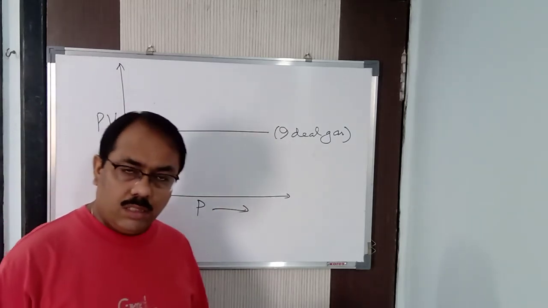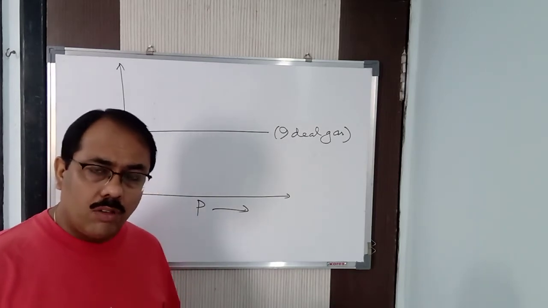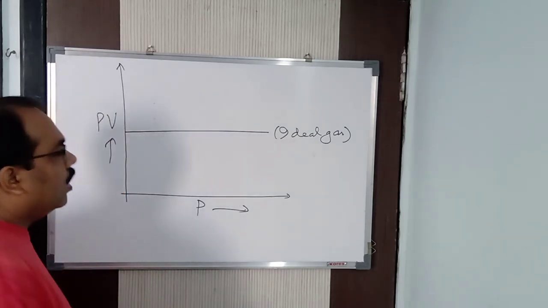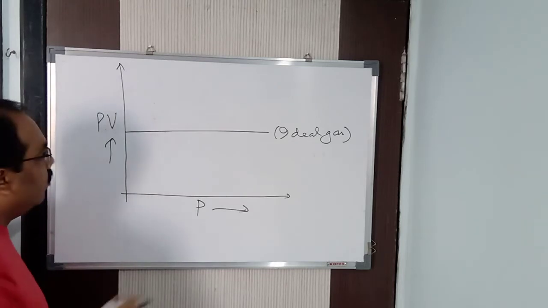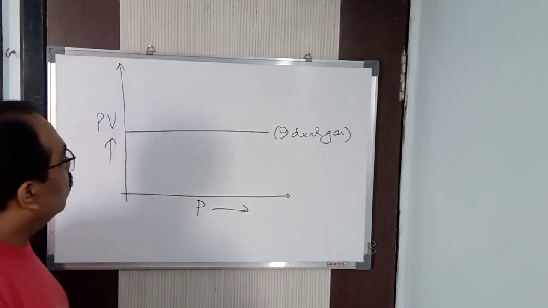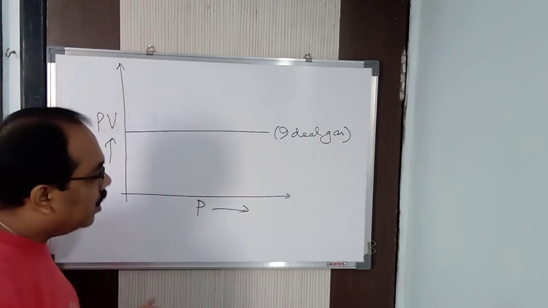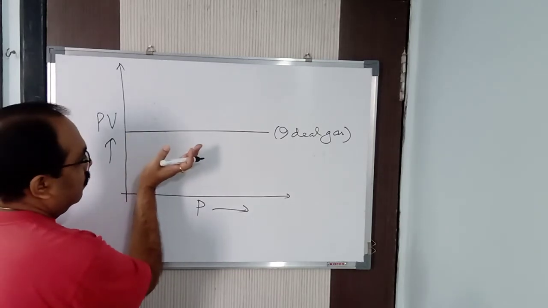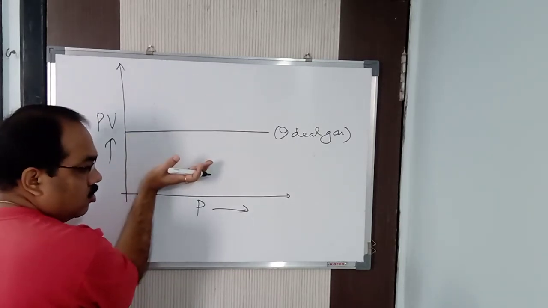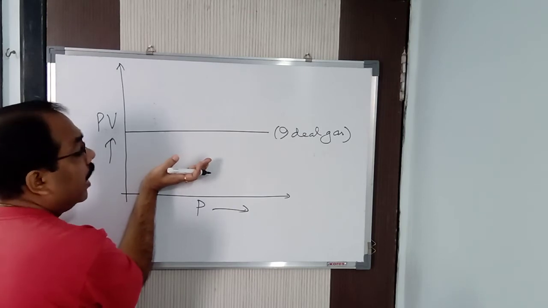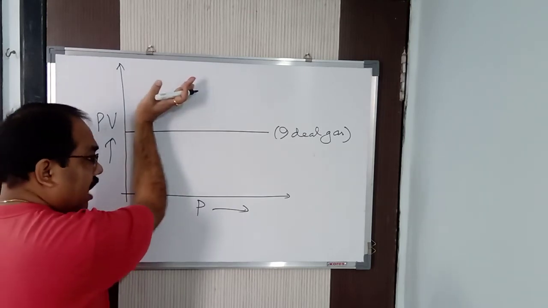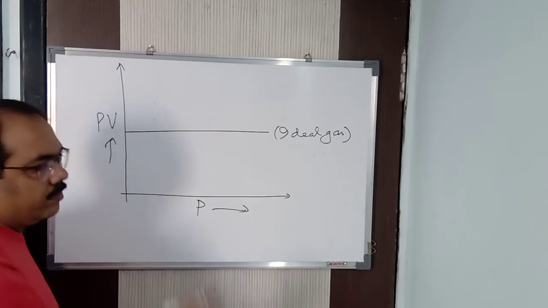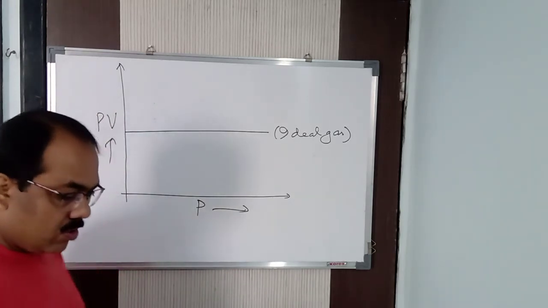This is under the condition that PV is equal to constant. We have done this graph already in Boyle's law; you can go back and see it. I have also explained in the kinetic molecular theory that PV remains constant. So this graph is for the ideal gases. Any gas whose graph is above this or below this shows deviation from ideal behavior.